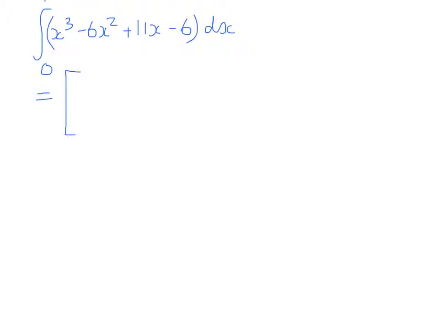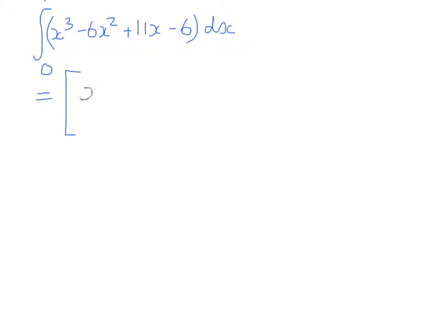So here we go. We want to find the integral, first of all, between 0 and 1 of x cubed minus 6x squared plus 11x minus 6. And it's all with respect to x, so we put dx. So first of all, we integrate each term, and then we're going to evaluate between the limits. So we put big square brackets to show that we're going to evaluate.